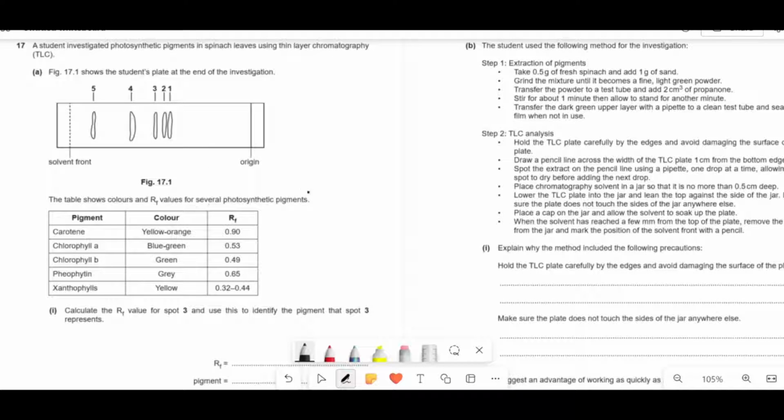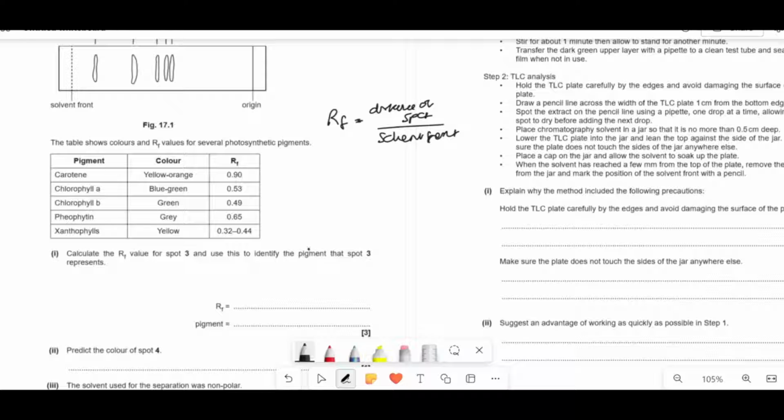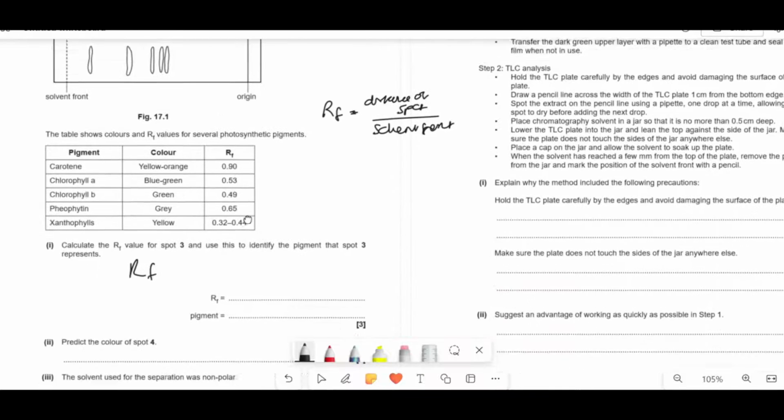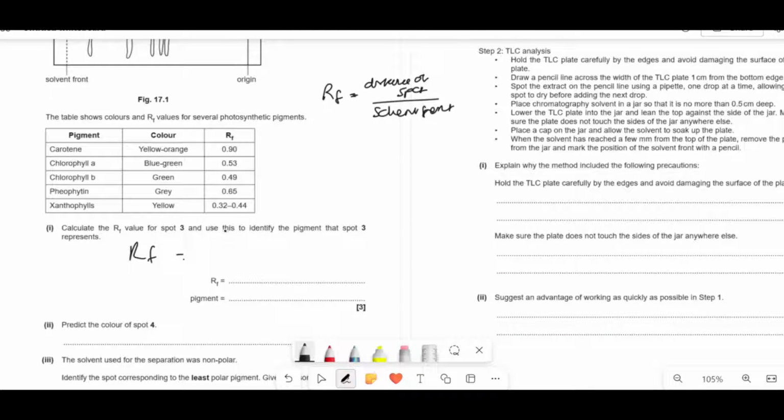The table shows colors and RF values for these pigments. The RF value, remember, is just the distance of the spot over the solvent front. So then it says calculate the RF value for spot 3 and then identify the pigment. All you would do is work out the distance of the spot from the origin and then the origin to the solvent front, divide the two, right? For the sake of time, I'm just going to jump ahead. So it's 0.53, so the pigment must be chlorophyll A. That's all you've got to do. Just to save time, there's no point in me sitting here awkwardly measuring it.